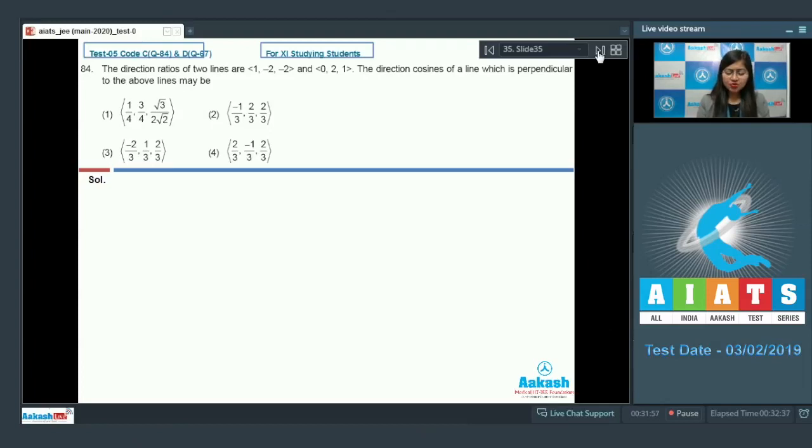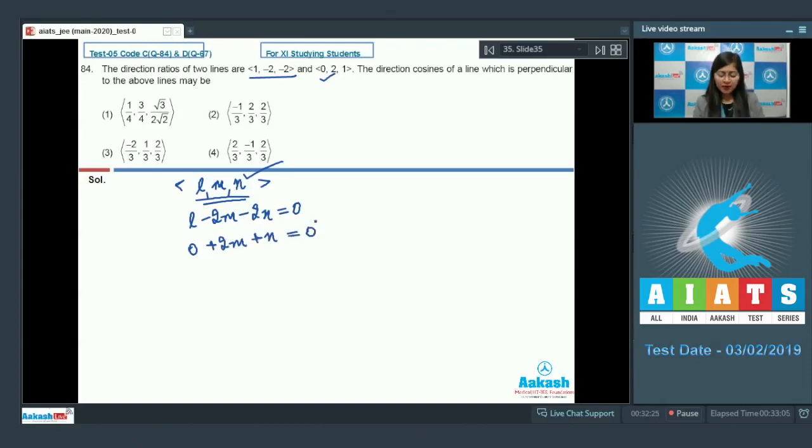Let us assume the direction cosines of the required line as L, M, N. Now, as this line is perpendicular to this one, so we can say that L into 1 minus 2M minus 2N is equal to 0. Also, this line is perpendicular to this line, so we can say that L into 0 plus 2 into M plus 1 into N is equal to 0, right?